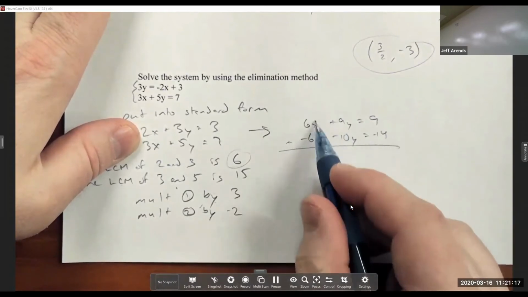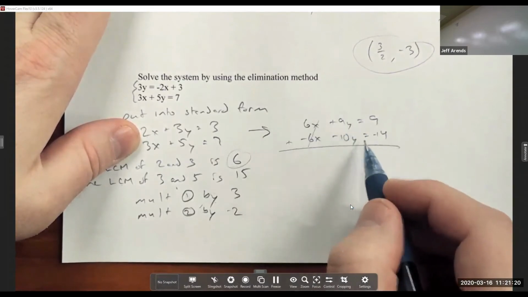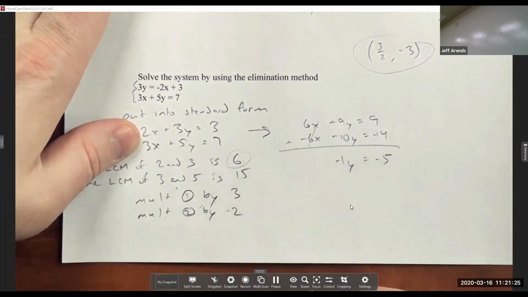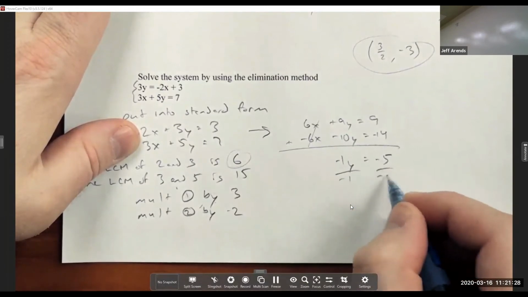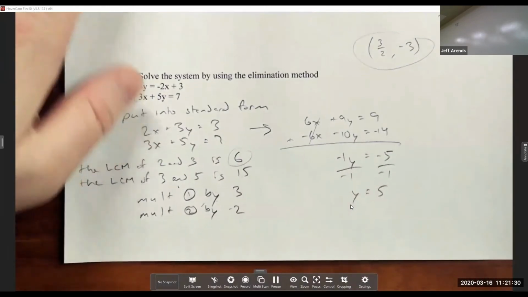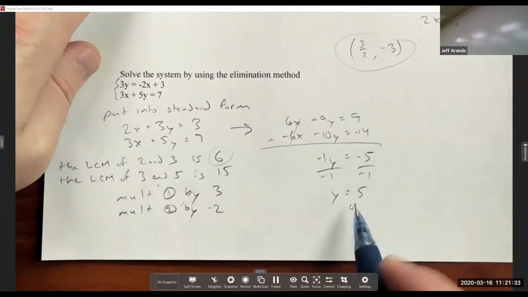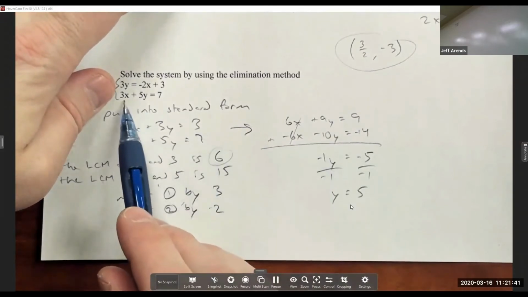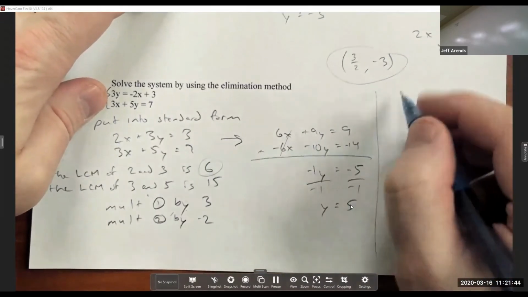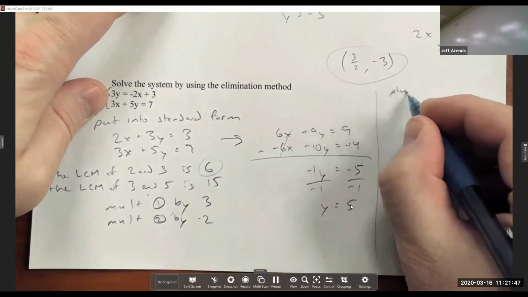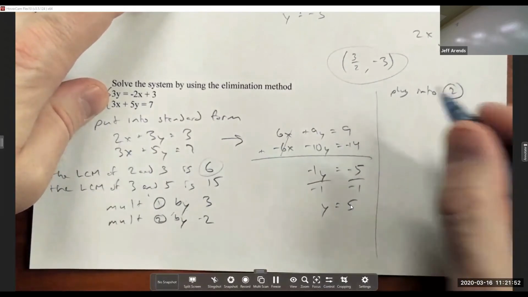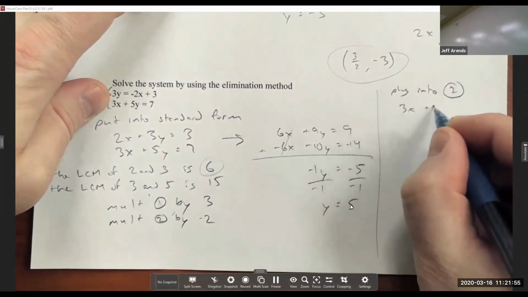So now that I've made these coefficients match up, when I add these two equations vertically, I end up getting negative 1y equals negative 5. And, getting rid of that negative 1, I get y equals 5. So I have the y-coordinate of my solution. I'll now figure out what my x-coordinate of the solution is. I don't see a particularly good reason to go with either of these. I'll plug it into the second, just because it's in standard form. I don't have a good reason, like I said.